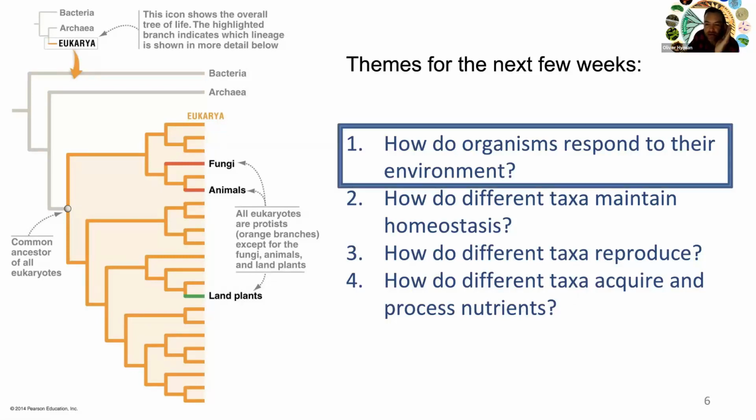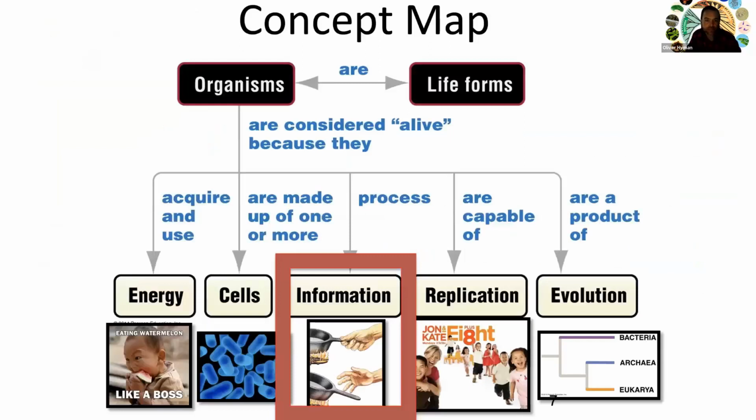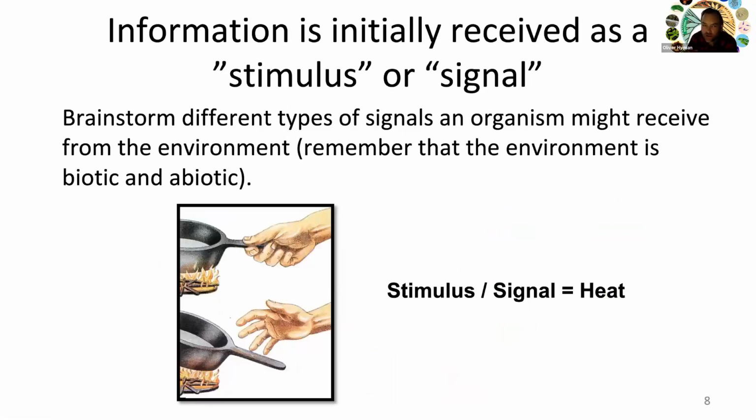And what we're going to talk about this week specifically is how organisms go about responding to their environment or responding to stimuli. So once again, on this concept map, we're looking at this idea of how organisms process and respond to information from their environment. When we're talking about information from the environment, information is initially received as a stimulus or signal. These are the terms we'll use when we're talking about something from the environment that an organism responds to. It can be called a stimulus or a signal.